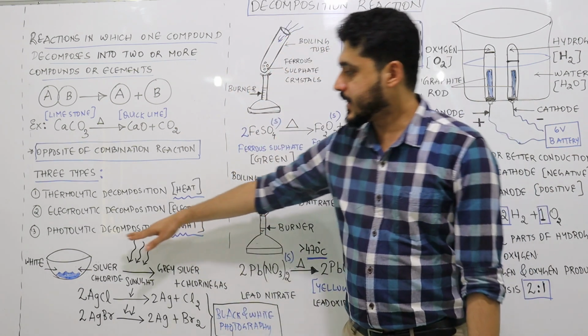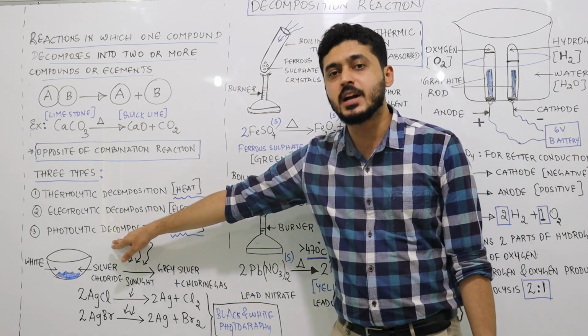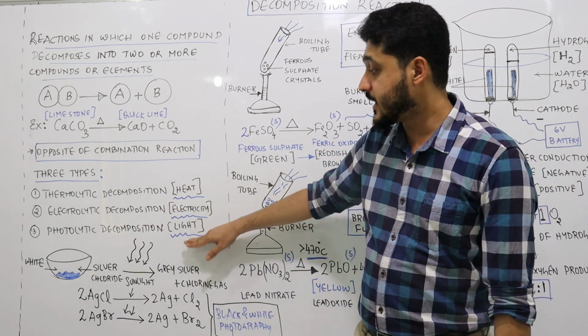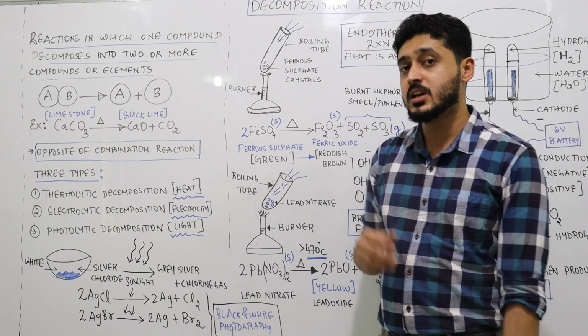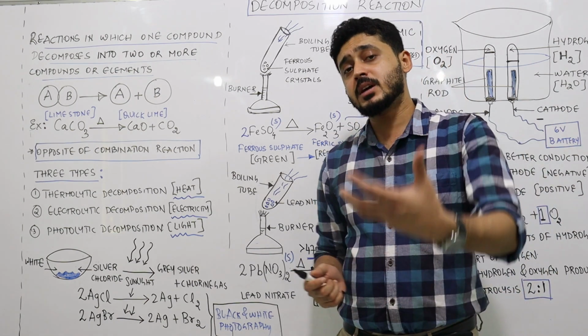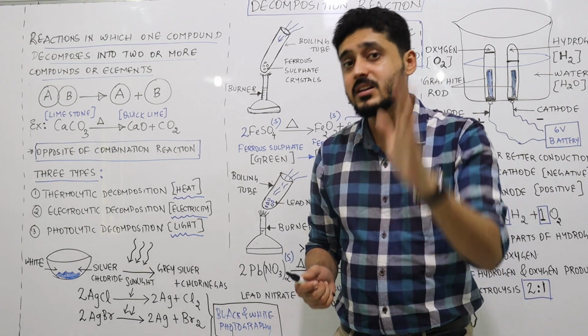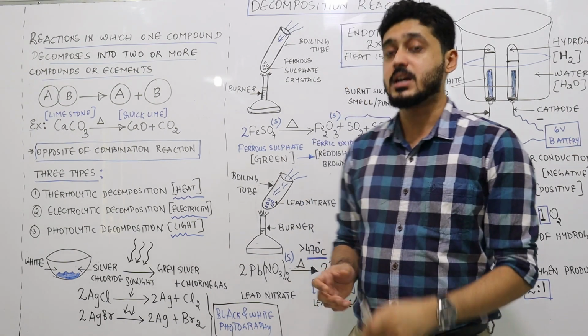Next, the third type of decomposition is photolytic decomposition. During photolytic decomposition, light is used as an external energy. So the compound which is getting decomposed with the help of sunlight or light is known as photolytic decomposition.